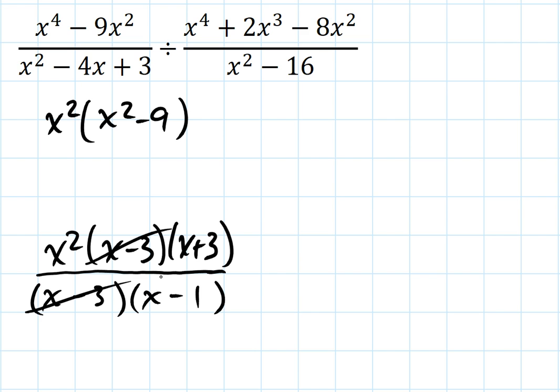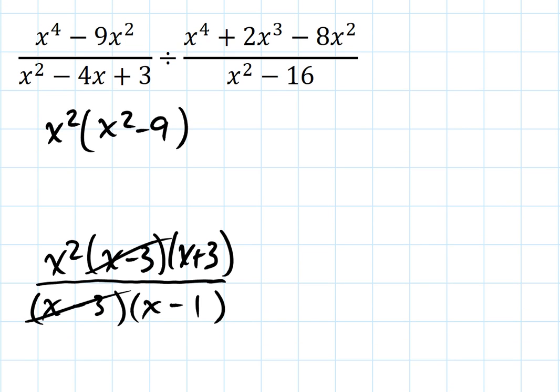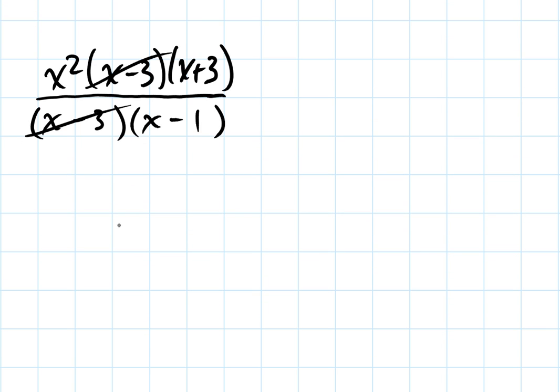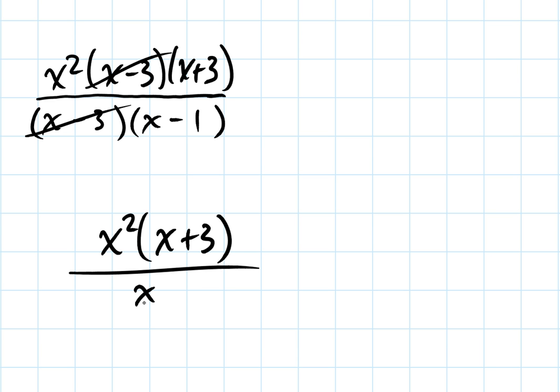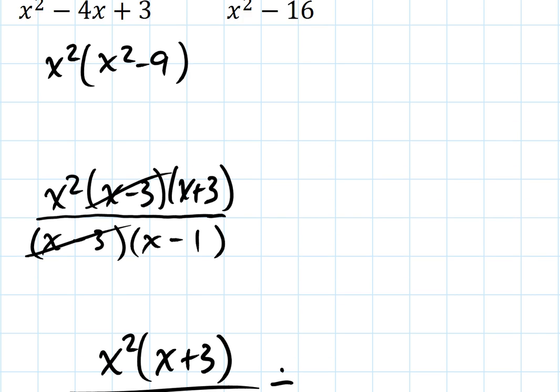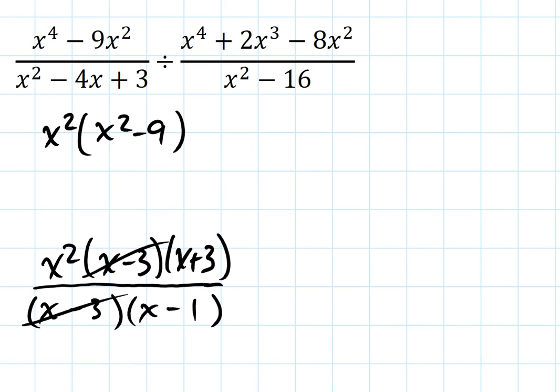So let me just take a step here. I'll pull this back up in a minute, but I'm going to write my final form of my dividend. That's going to be x squared times x plus 3, and that's over x minus 1, divided by. All right, so what are we dividing it by? Let's come back here and take a look at this.